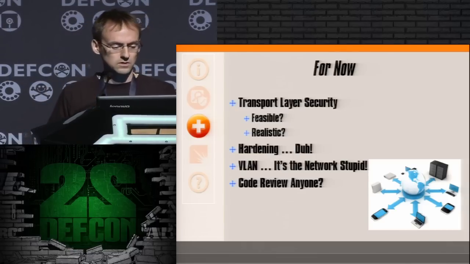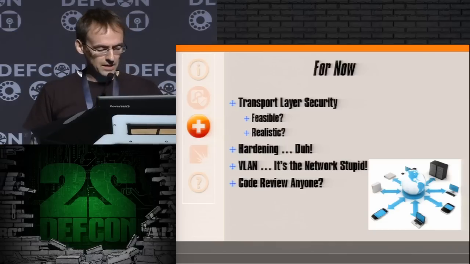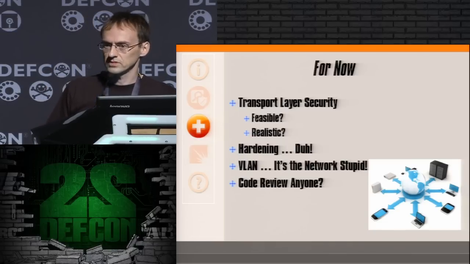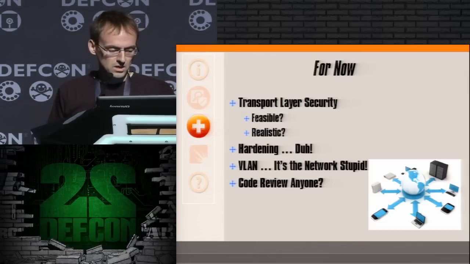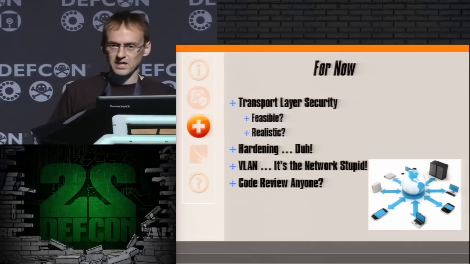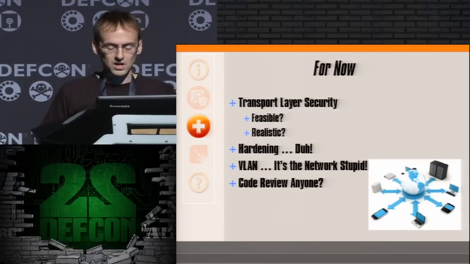Right? So it's very feasible and very realistic. Make it happen. Hardening, of course. These are some of the basic things that we should be doing anyway. And then, of course, VLAN. Too many flat networks out there.